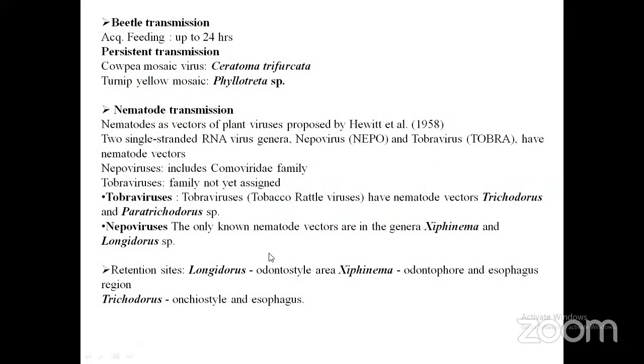Beetle transmission: the acquisition and feeding period is up to 24 hours only, not later than that. And the mode will be persistent transmission. Examples will be cowpea mosaic virus and turnip yellow mosaic virus. And Phyllotreta is one of the genera. It belongs to the Chrysomelidae family.